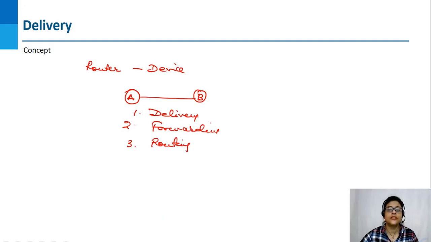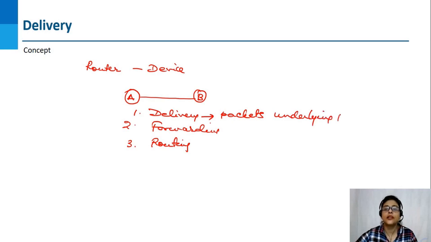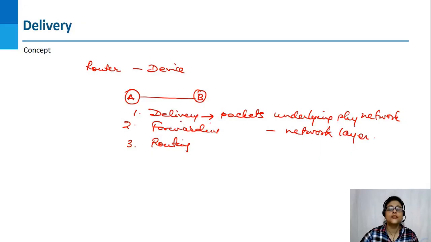Now, what is the meaning of delivery? Delivery basically takes care of the packets and handles the packets by the underlying physical network under the supervision of the network layer. So this is the functionality of a router. The first functionality is delivery.